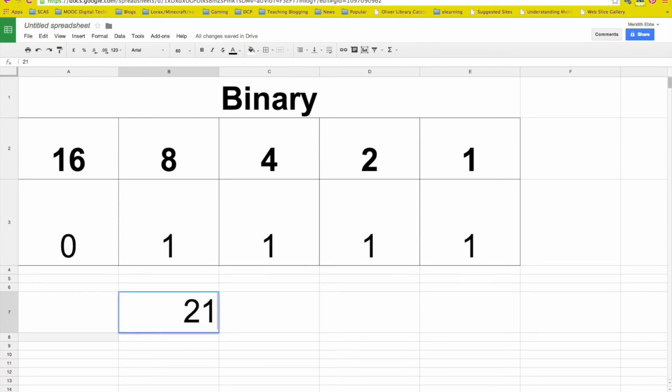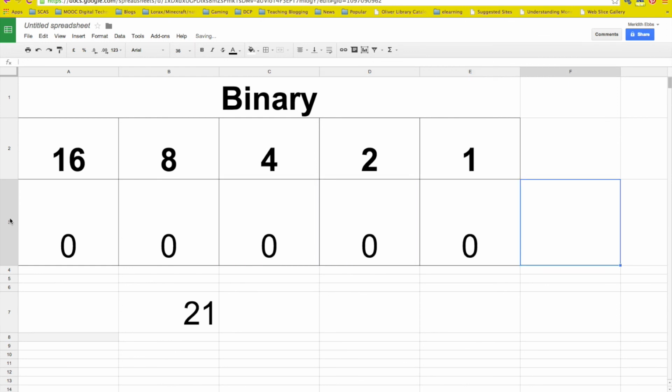Let's try 21. So we're going to reset the digits. Start with 16. Well, 16 plus 8 is 24. 16 plus 4 is 20. And then we just need 1. And as you can see, 21 is equal to 1, 0, 1, 0, 1.